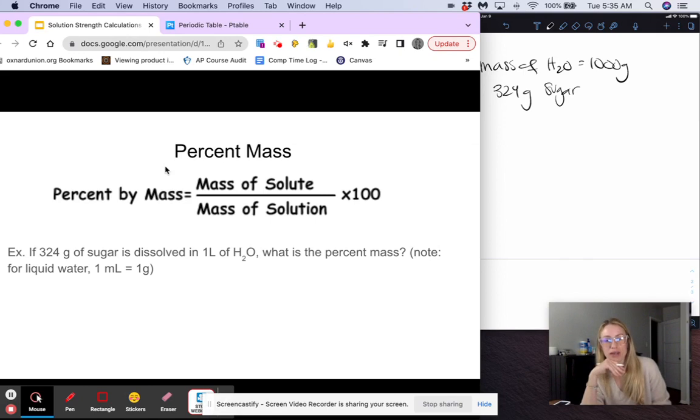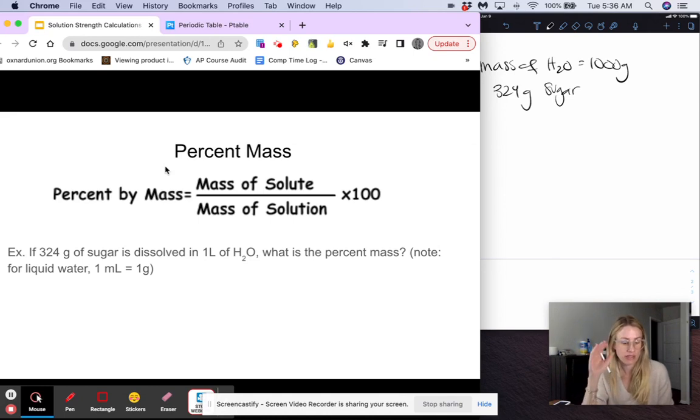Now, you might be thinking, well, what sugar is this? What is the chemical formula of sugar? But in this case, because we're using the percent mass, I specifically ask for percent mass, you actually don't have to convert it. You would need the chemical formula if you need to convert it to moles, but we're not finding the molarity, so we don't need to convert to moles. So what we need is the mass of the solute, which is going to be the sugar, so 324 grams, over the mass of the solution.